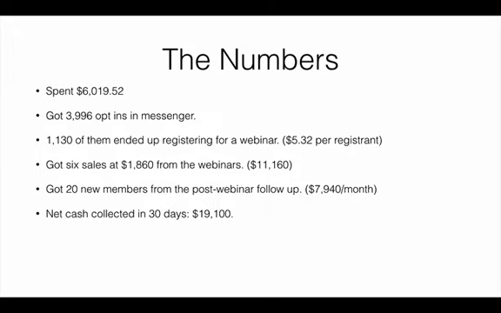Let's look at the net cash collected in 30 days between the new members and the webinar sales: $19,100. So if you subtract the $6,019.52 in ad spend, that means my net profit after ad spend is $13,080.48, which is just crazy good profit, especially considering that I'm also going to be receiving $7,940 a month because of these new members. So that's really good.